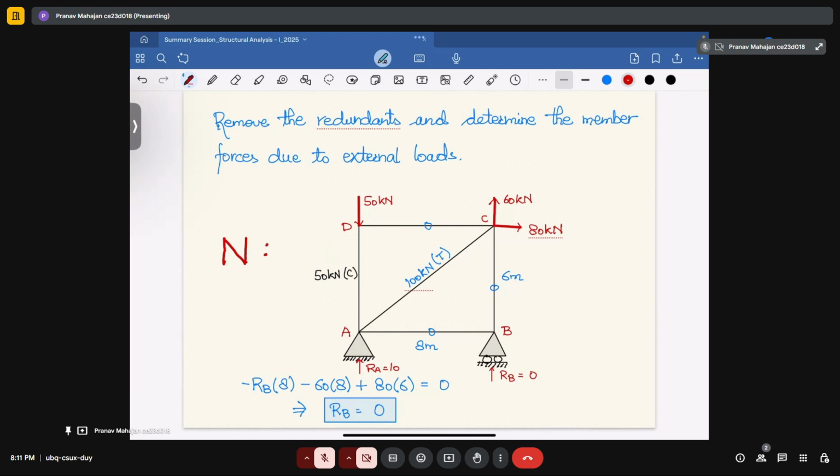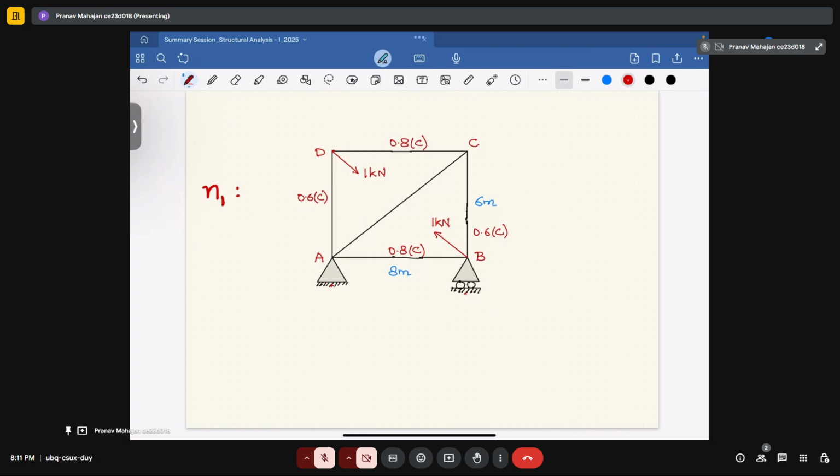member forces. Okay. So this is the diagram that is depicting all the member forces, wherein AC is having 100 kilonewton in tension and AD is having 50 kilonewton in compression, whereas all the rest of the members have zero force. Now, what we will do is apply the redundant force and then see what value comes in the member forces due to that.